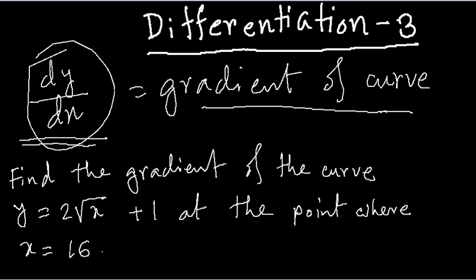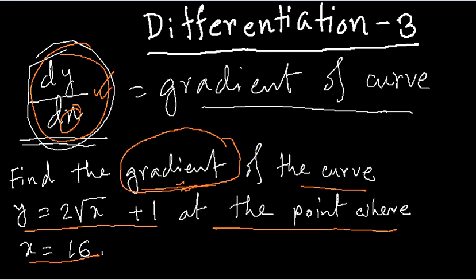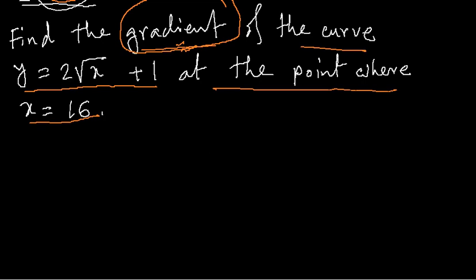So we have to find the gradient of the curve. What curve? That is given by y equals 2 root x plus 1. The gradient at the point where x equals 16. To find the gradient, at first we have to differentiate the equation with respect to x. Then we will get the gradient, that is dy by dx. That's why we will first differentiate the equation.